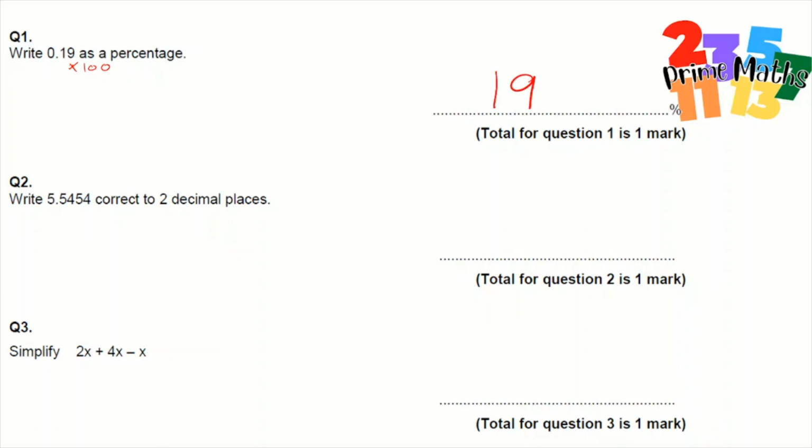Question 2, we're rounding to 2 decimal places. I want to round to this number 4 here. So I'm going to have a look at the number next to it, which is a 5, which means that this number rounds up and will become 5.55.